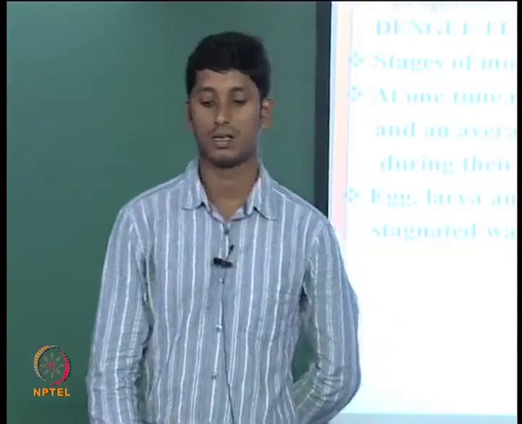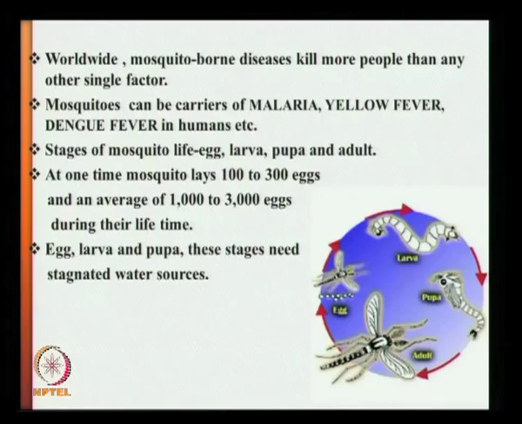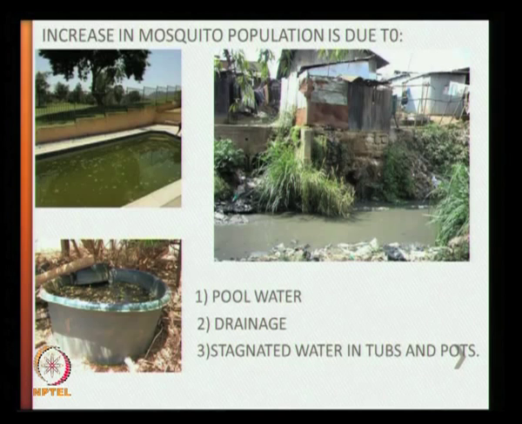Egg, larva and pupa, these three stages need stagnated water, and this is the life cycle of the mosquito. For the increase of mosquito population, these are the causes: stagnated pool water, drainage, which is the most important thing, and the stagnated water in tubs and ponds due to the rainwater.